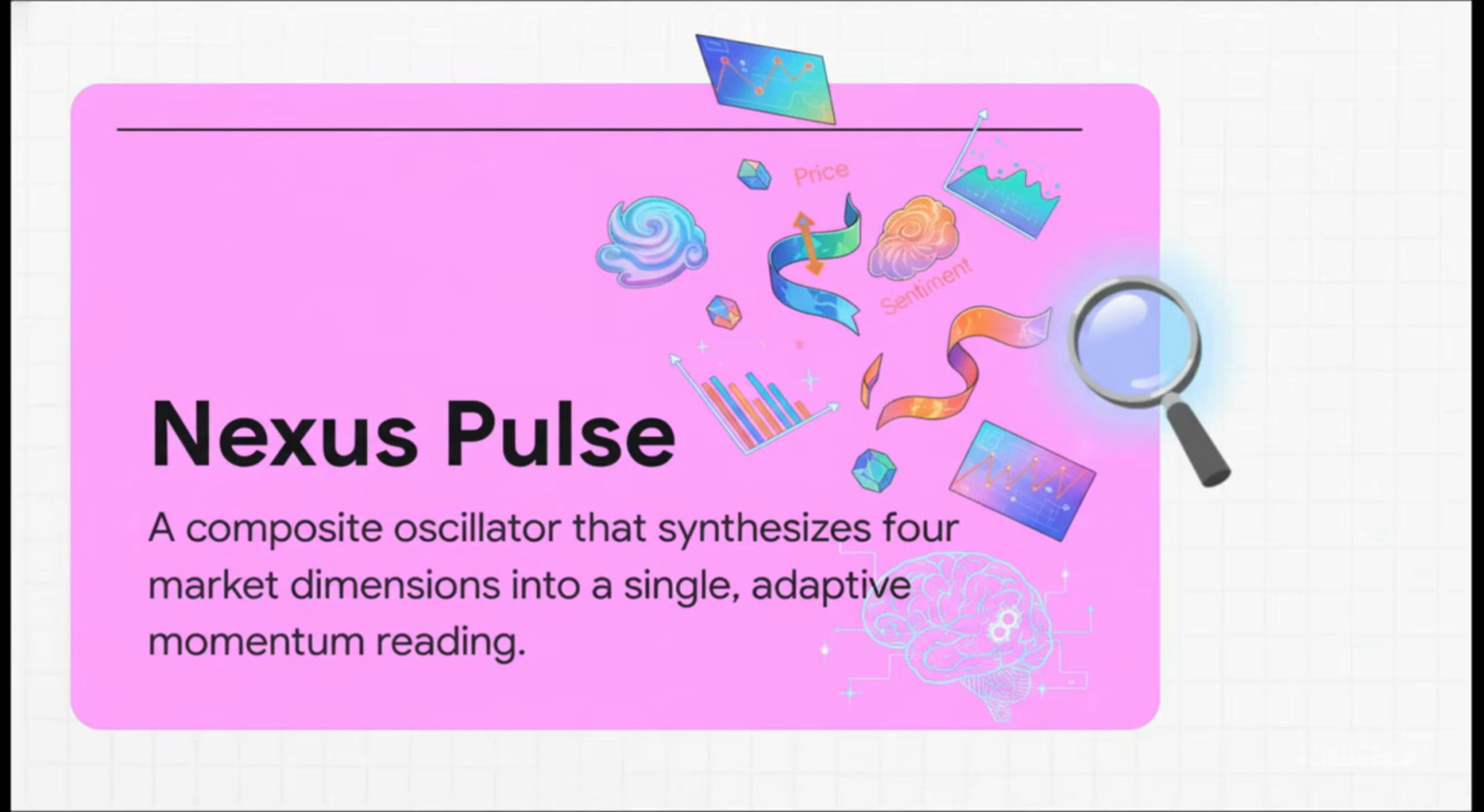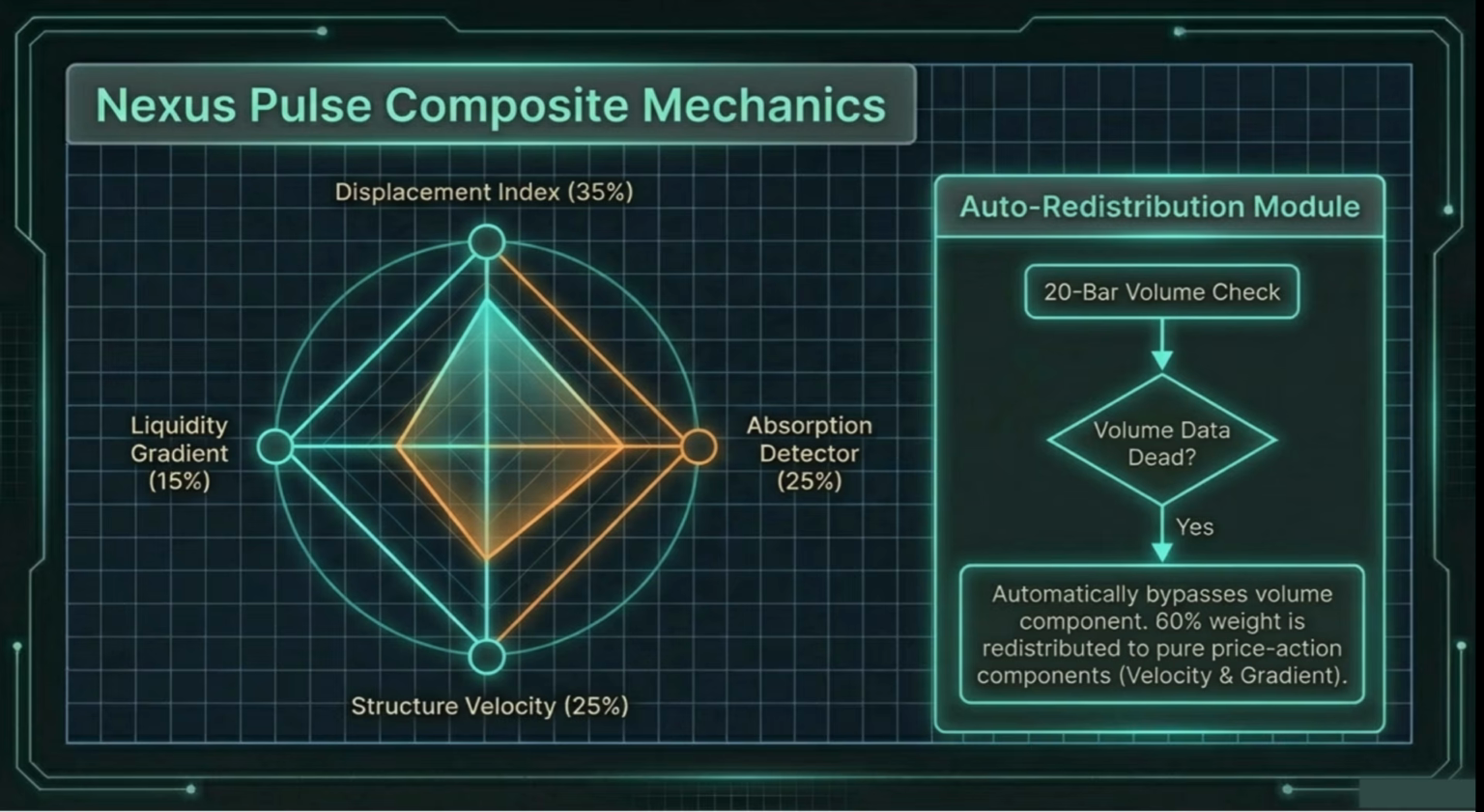Now, 2 features in Nexus deserve special attention. The first is the Nexus Pulse. This is not your standard RSI or MACD. It is a composite momentum oscillator that combines 4 completely different dimensions of the market into one single adaptive reading.